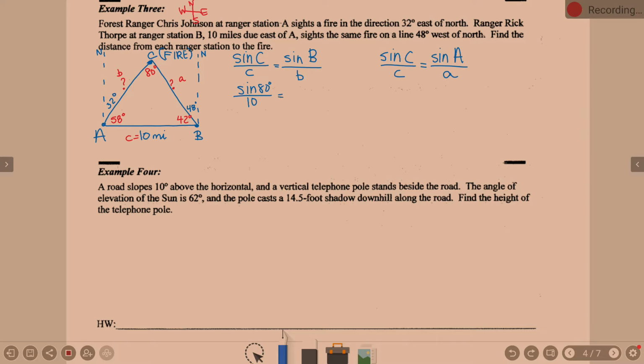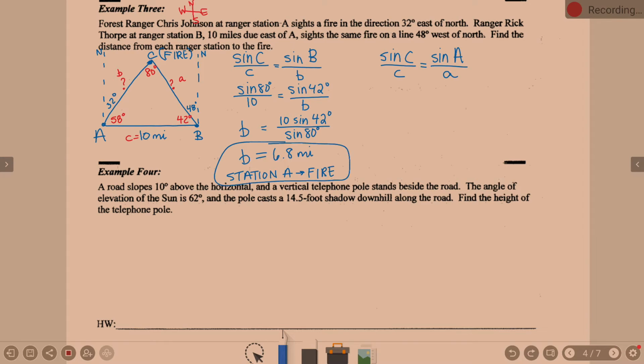To do B, I'm going to have sine of 42 degrees over side B. So in order to find side B, cross multiplying says 10 times sine of 42 degrees is B times sine of 80. So then I'm going to divide by sine of 80. B is approximately 6.8 miles, and that is the distance from Station A to the fire.